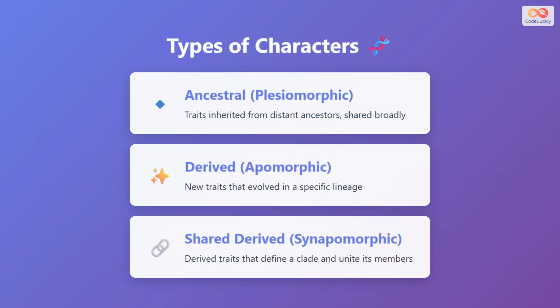In cladistics, we distinguish between three types of characteristics. Ancestral or plesiomorphic traits are those inherited from distant ancestors and are shared broadly across many groups, so they do not help us identify specific evolutionary relationships. Derived or apomorphic traits are new characteristics that evolved in a specific lineage, making them more useful for classification. Most importantly, shared derived or synapomorphic traits are derived characteristics that are shared by members of a particular clade. And these are the key features we use to define evolutionary groups and build accurate cladograms.